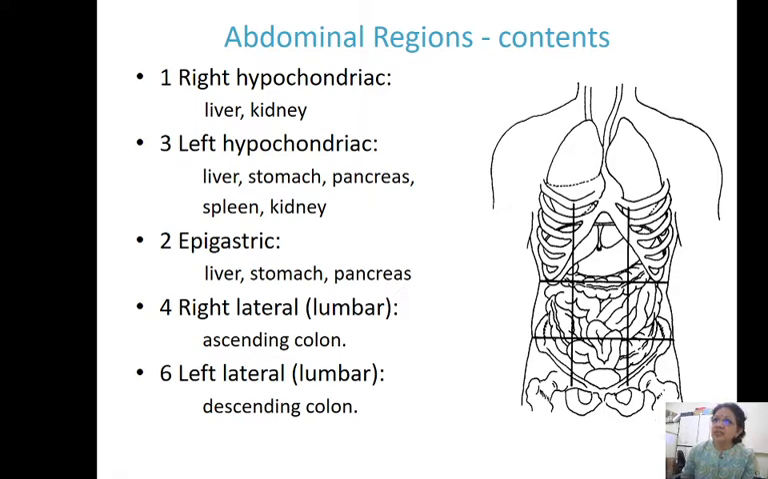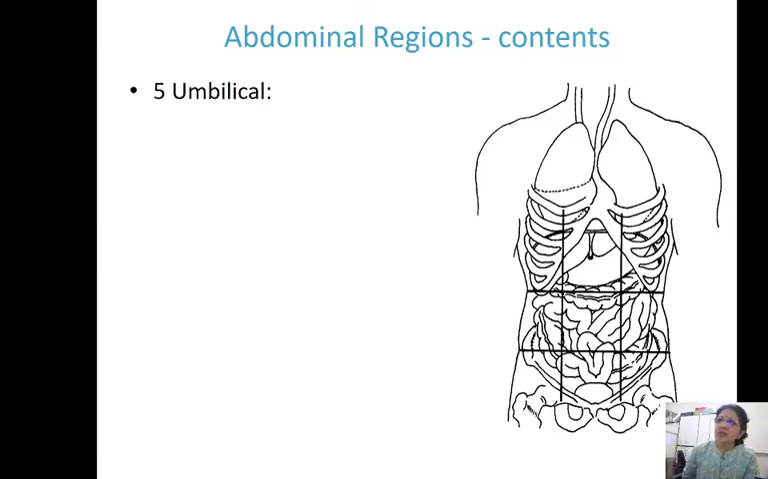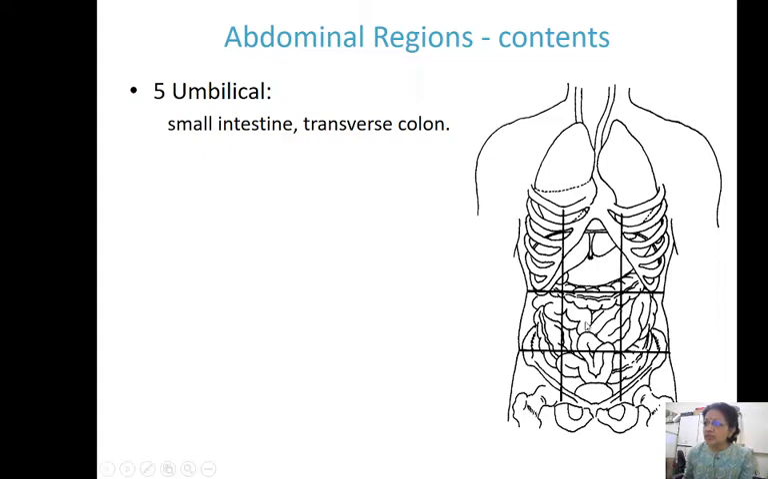So these are the regions which we saw here: 1, 2, 3, 4, 6. We didn't look at 5. So you're getting a sense of how we correlate the regions to the structures. Now we look at the umbilical region, the middle one. On the surface, it contains the skin scar called the umbilicus. Inside, it mostly contains loops of small intestine. It also contains the transverse colon, which is part of the large intestine.